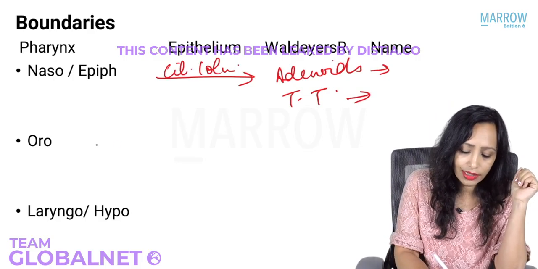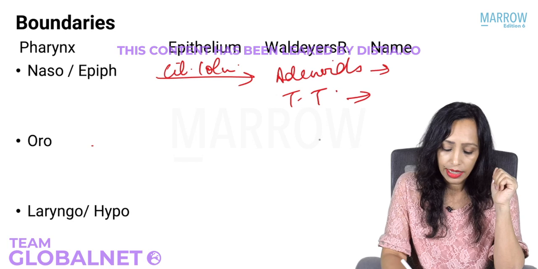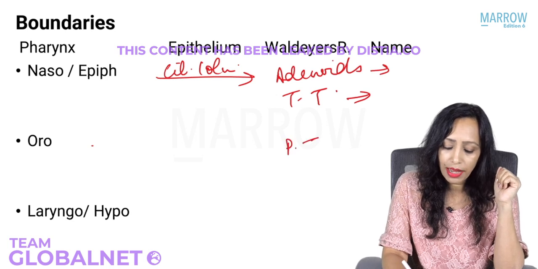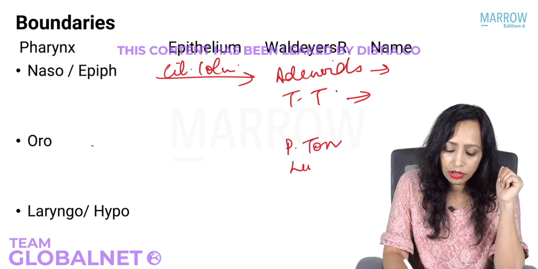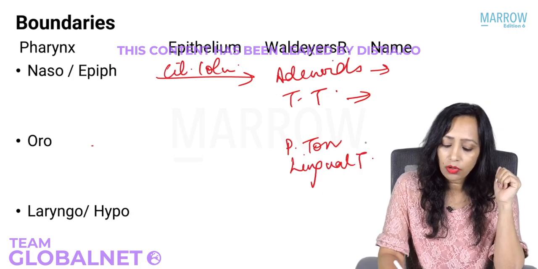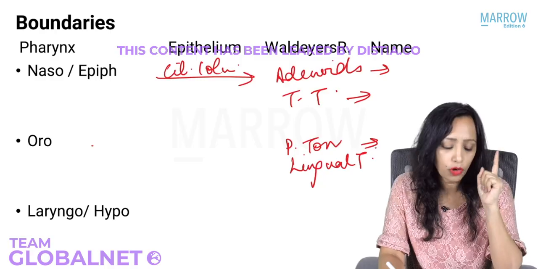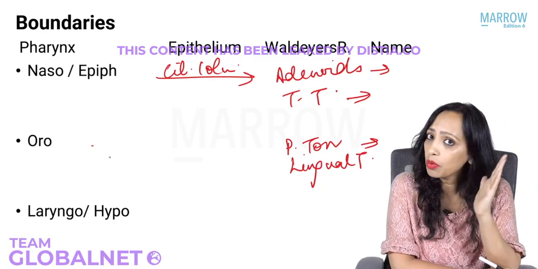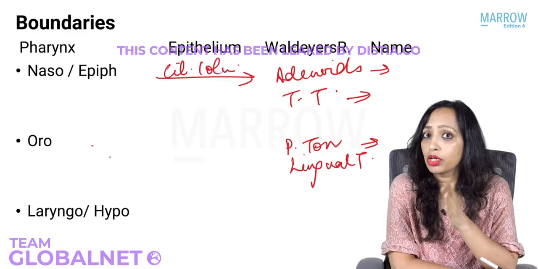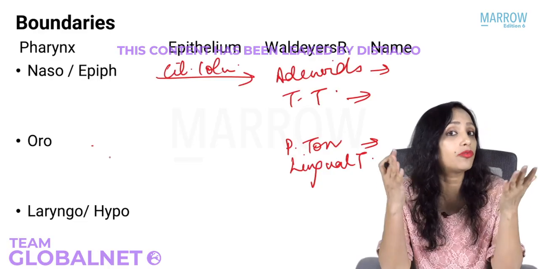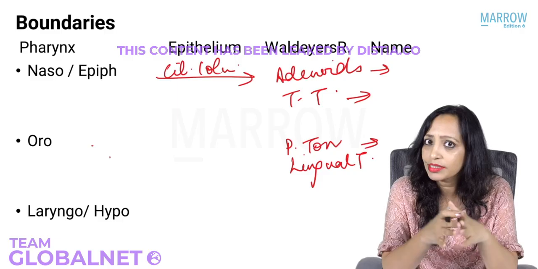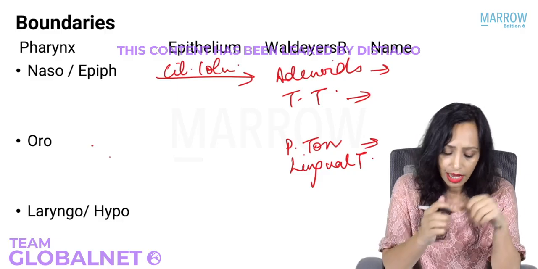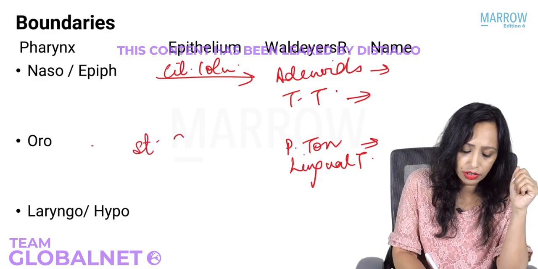In the oropharynx, Waldeyer's ring has the palatine tonsil and the lingual tonsil. The palatine tonsil is also known as the faucial tonsil. And very commonly again it is asked, what is the lining epithelium of the palatine tonsil? Or if it is just asked, what is the lining epithelium of tonsil? It is understood that what is asked is the palatine tonsil. Yes, that is the stratified squamous.